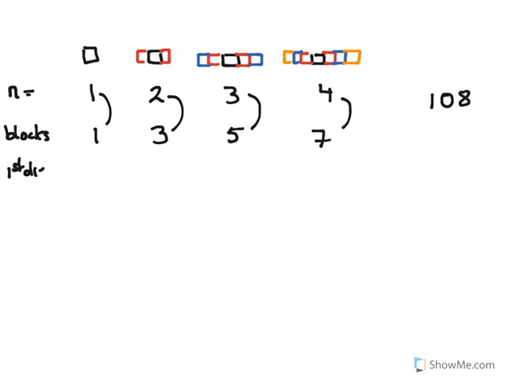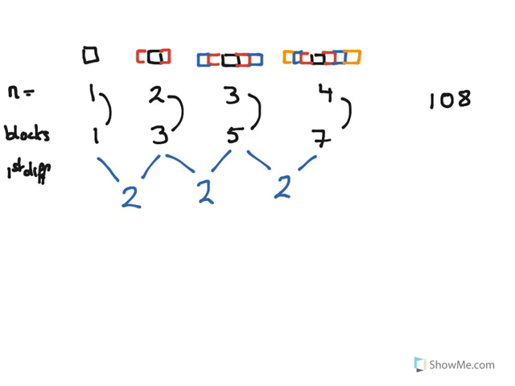The way that we do that is we take a term that we call the first differences. We look here at our number of blocks, and we take the difference between the answer we got when n was 1 and when n was 2. The difference between 3 minus 1 is 2. Then we look at 5 minus 3. That also gives us a difference of 2. And then 7 minus 5 also gives us a difference of 2.